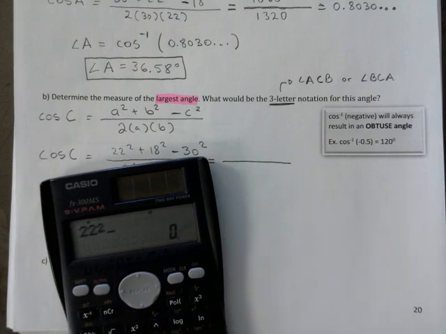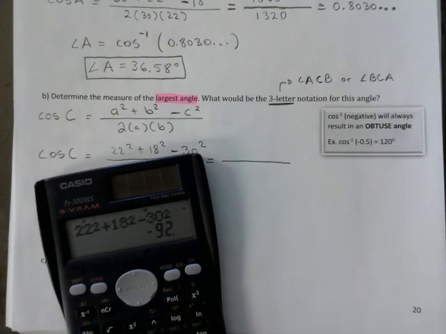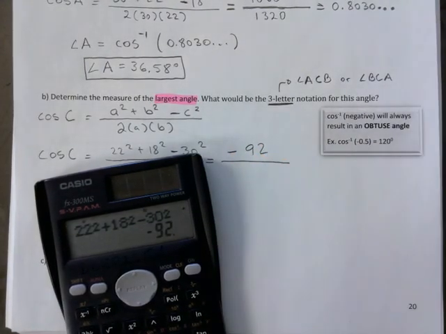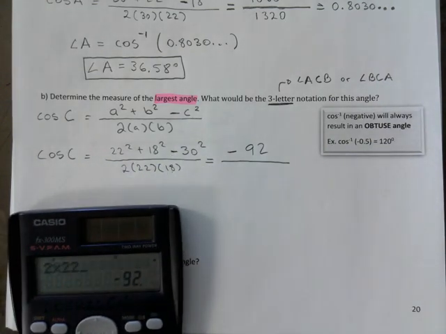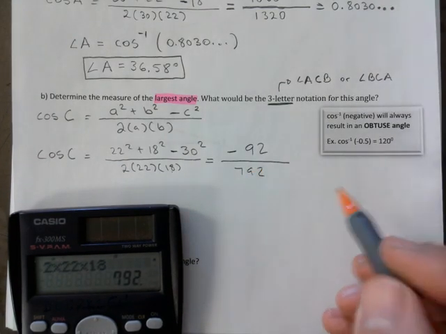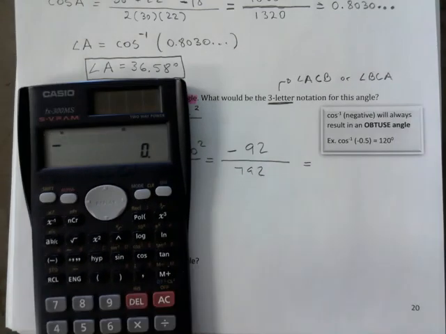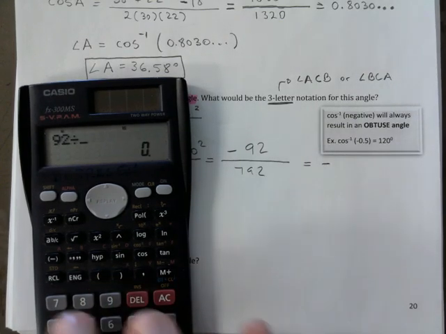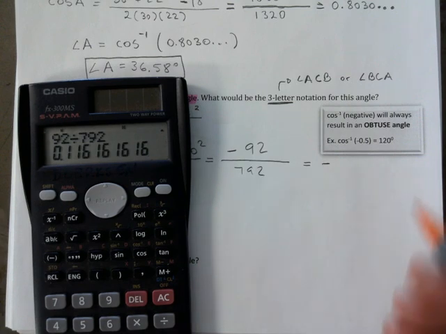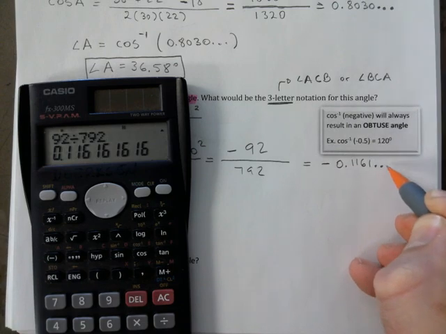So 22 squared, plus 18 squared, minus 30 squared. Yes, minus 92, right? That is actually, I'm going to highlight that in a bit. Let's just keep going. I'm going to figure out what the denominator is, 792. And then let's turn that into a decimal. You know it's going to be negative, you don't even have to wonder, right? So I'm going to go 92 divided by 792. That's negative 0.1161, and that keeps going. I'm not going to round.